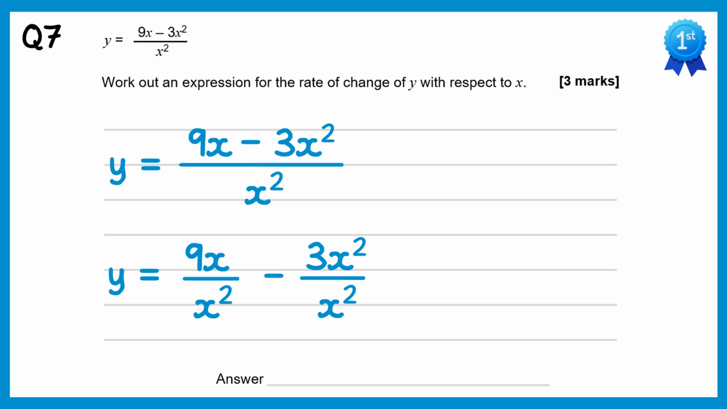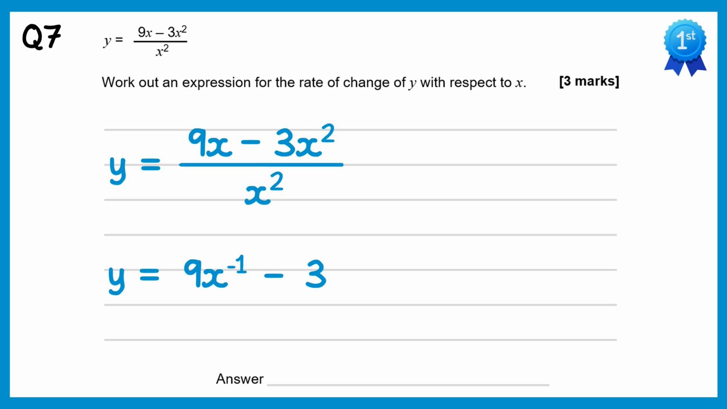Now if we look at each of these fractions separately, on the first one we've got an x over x squared. When you divide like this, you subtract the indices, so we need to do 1 take away 2, which gives you negative 1. So we could rewrite this as 9x to the power negative 1. On the right hand side, the x squareds will just cancel, so you just end up with 3. Now written in this format, it's a lot easier to differentiate.